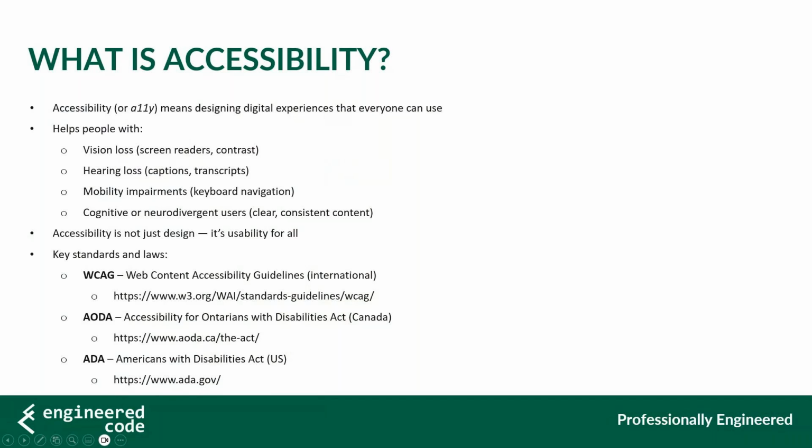Then there's the AODA, which is the Accessibility for Ontarians with Disabilities Act, which is a provincial law in Ontario, Canada, and it requires organizations, including websites, to be accessible by default. So public sectors would already be held to these standards, and private organizations are catching up. And then in the United States, there's the ADA, which is the Americans with Disabilities Act, which is a U.S. federal law that includes digital accessibility.